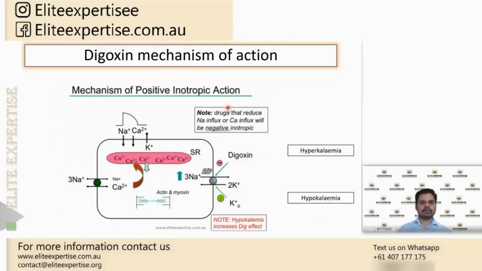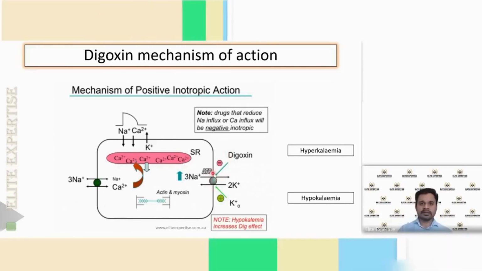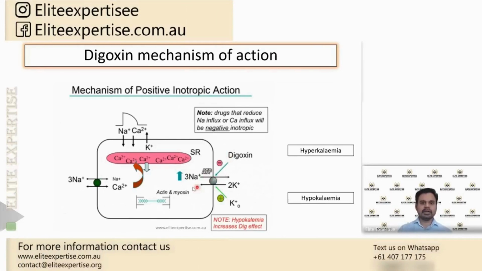So in this diagram, we can have a look at the mechanism of action of digoxin. Digoxin acts at the sodium-potassium ATPase pump. So first of all, let's look at the function of this pump. Through this pump, 3 intracellular sodium ions will get effluxed out, and in exchange for the 3 sodium ions, 2 potassium ions will influx into the cell. So 3 sodium get effluxed out and 2 potassium enter the cell. This is the function of the sodium-potassium ATPase pump.